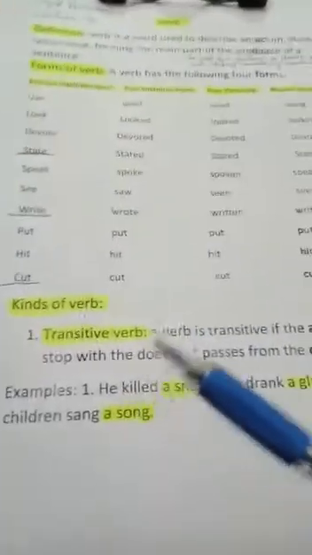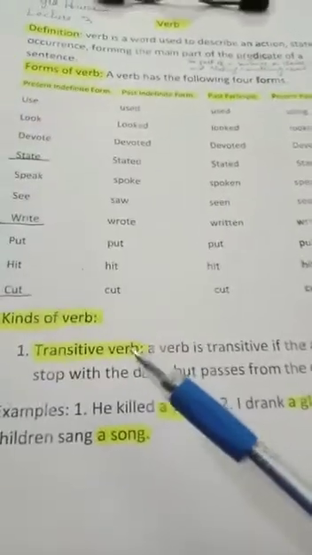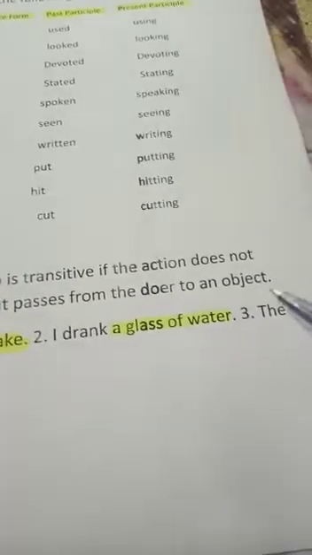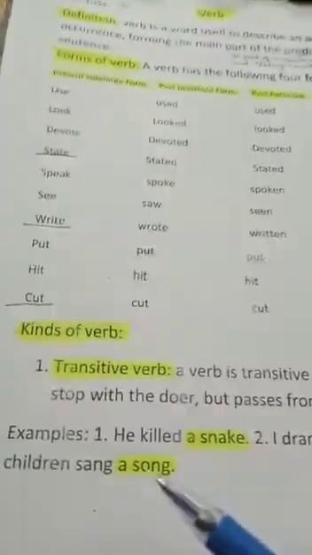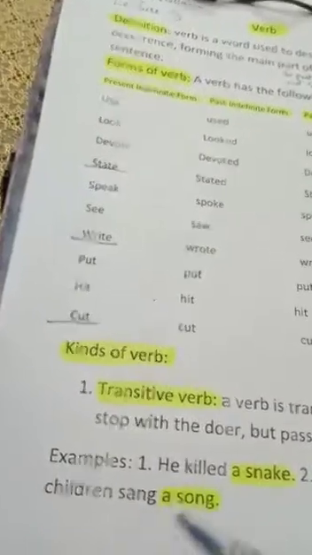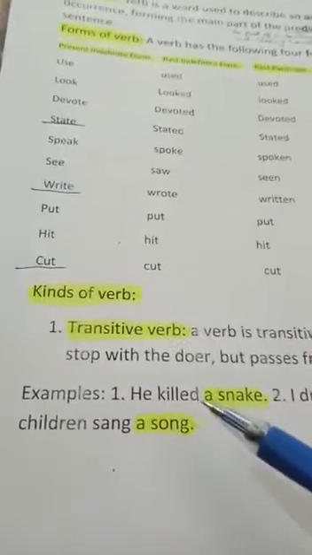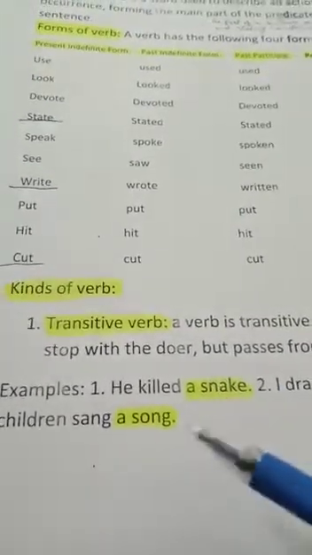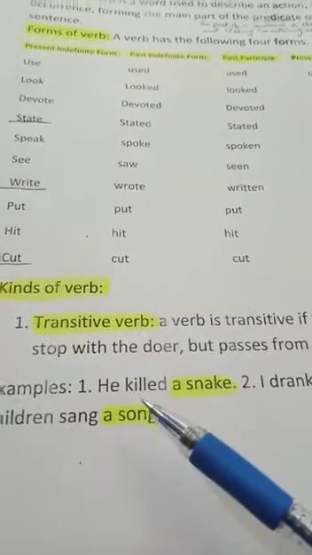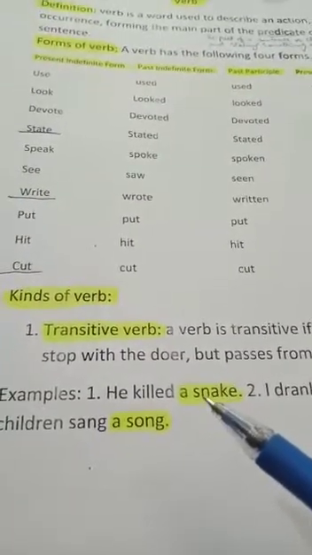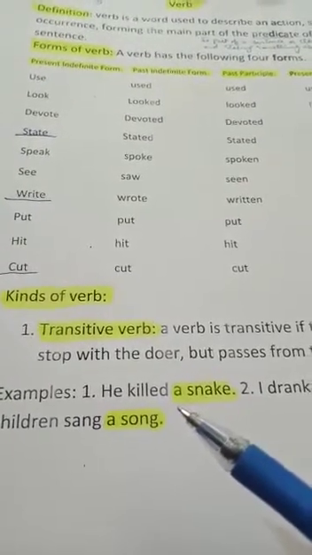There are two kinds of verbs. Transitive verb. A verb is transitive if the action does not stop with the doer but passes from the doer to an object. What this definition means is that these verbs require an object. He killed a snake. The verb requires a snake, the noun phrase, as an object to be complete in its meaning and sense for the reader.